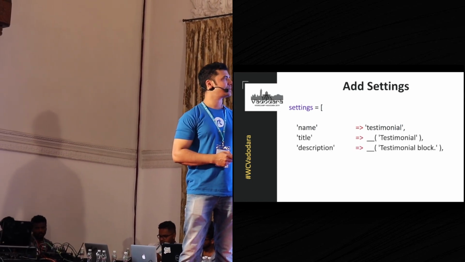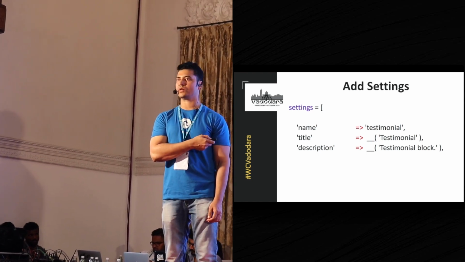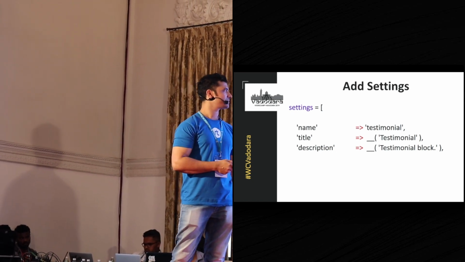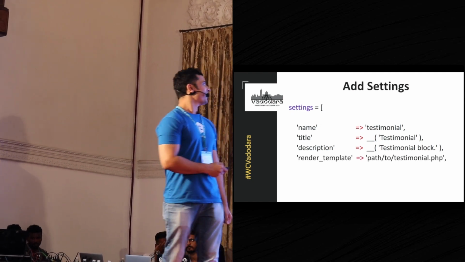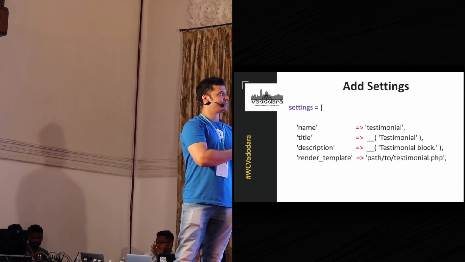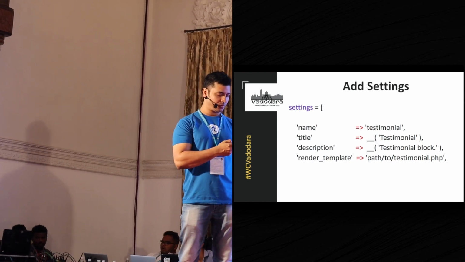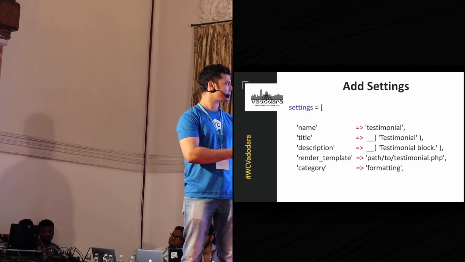Then title, description. What's that double underscore for? It looks like simple translation? Okay, awesome, good. I was just checking if everyone is with me. Render template: whatever path you put in the render template is actually going to give you the option to render the template.